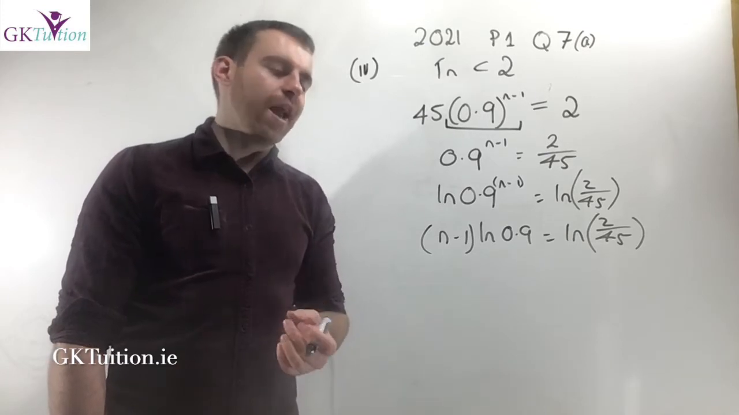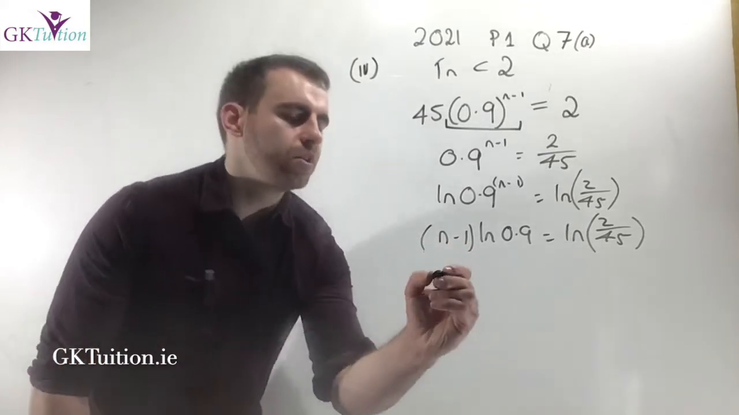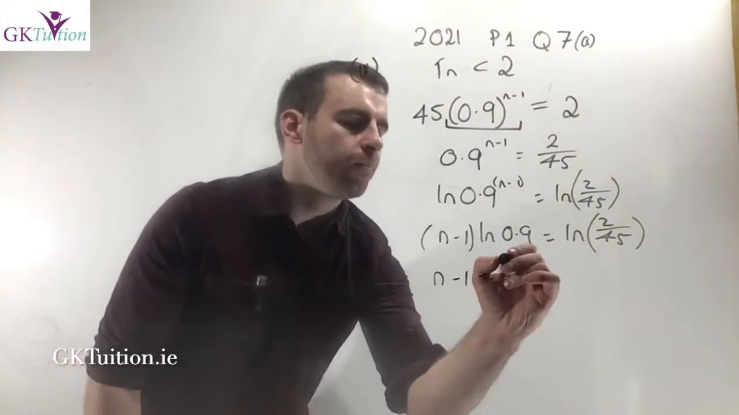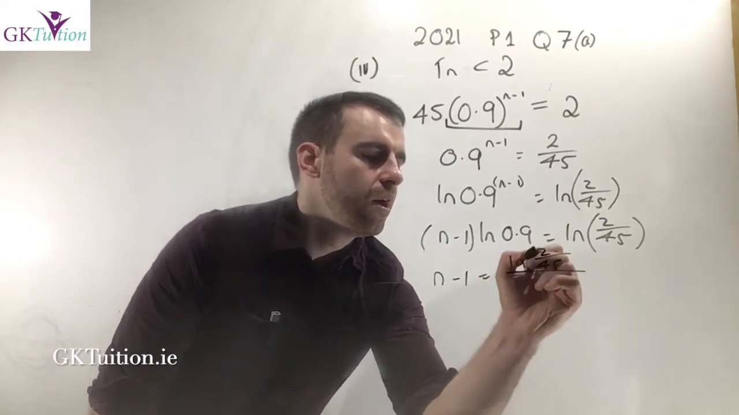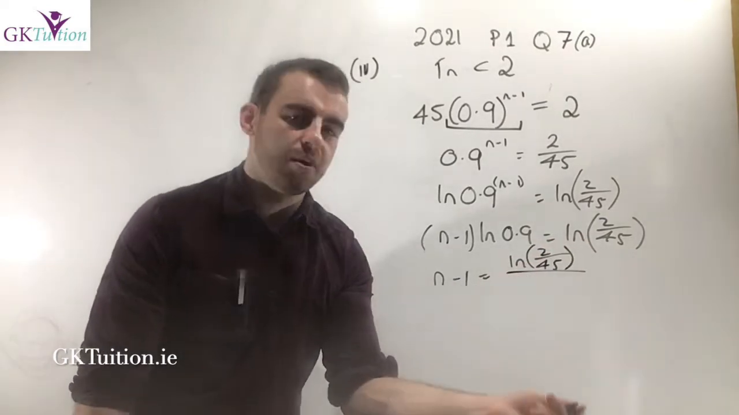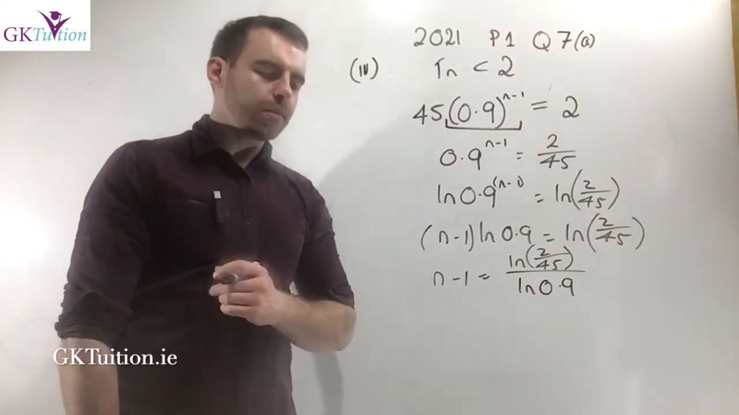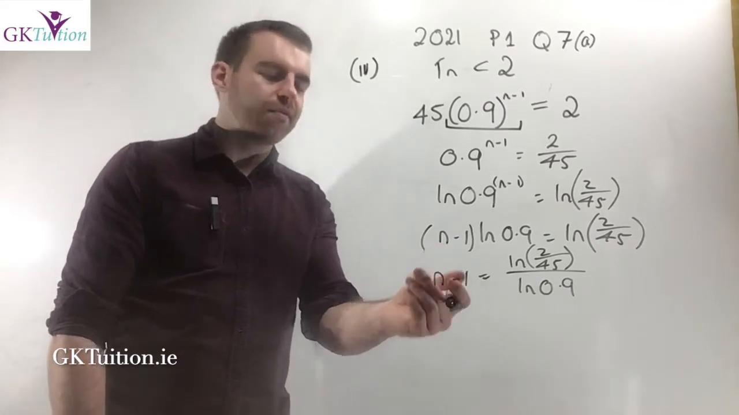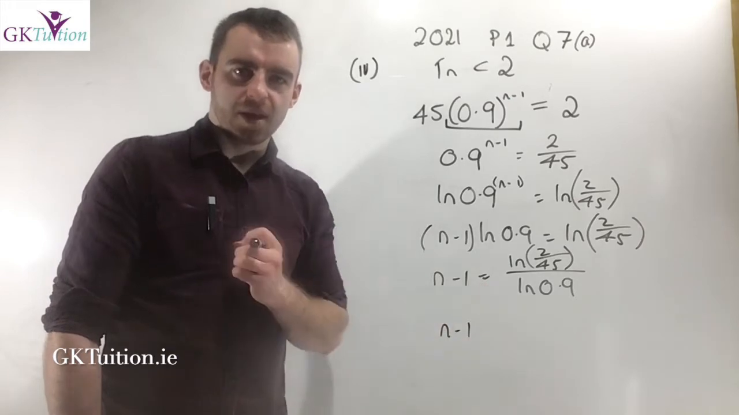Now, what I might do next is try and isolate the n minus 1. So what I'm going to do is divide both sides by ln 0.9. And I end up with ln 2 divided by 45, and it's ln of all of that, so I have to be careful with my brackets there, divided by ln 0.9. Next, I'm going to plug that into my calculator, and I'm going to be able to work out a value for n minus 1. Then obviously it'll be easy enough to work out a value for n.